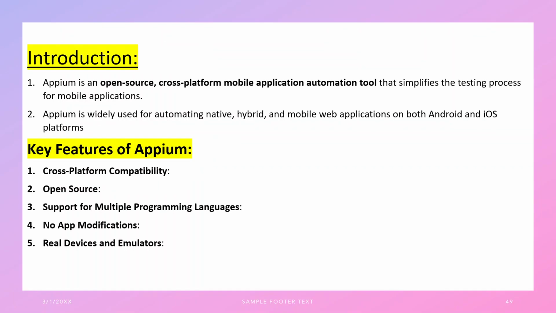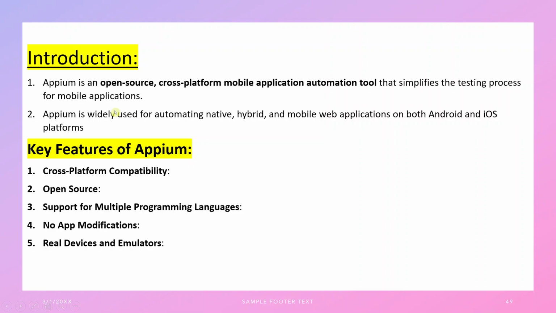See, APM is an open source, cross-platform mobile application automation tool that simplifies the testing process of mobile applications. Cross-platform mobile application automation tool means we can use APM for different platforms like iOS and Android, and it is completely open source.